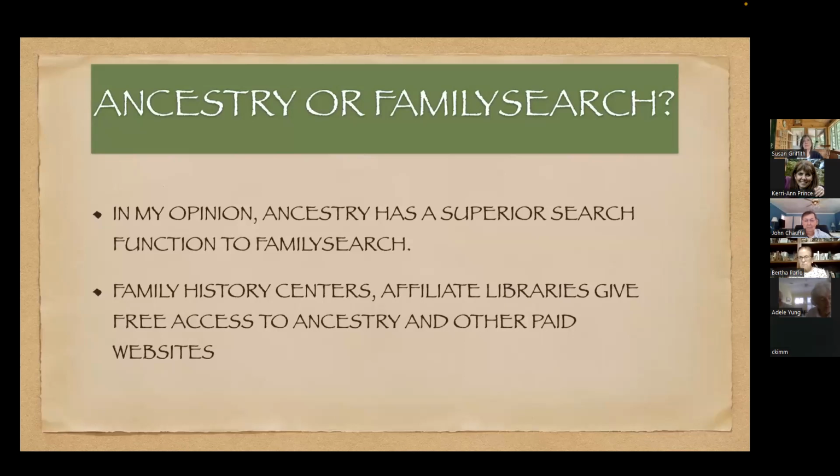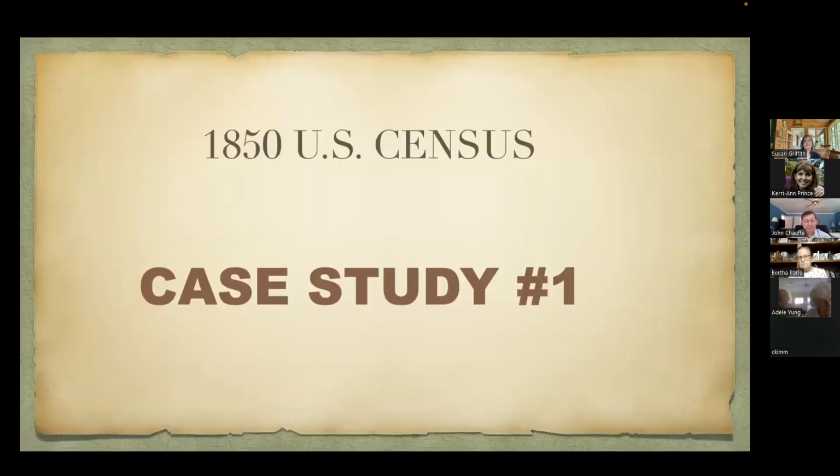And I think with our case studies, you're going to get a feel for what FamilySearch can do for you and maybe what Ancestry can do for you too. So here's our case study. We're going to start with the 1850 US Census. Usually with your trees, you're going to be going from the known to the unknown, so you're probably going to be starting with the 1940 census and working backwards, but we're going to go way back to the 1850 census for this case study.